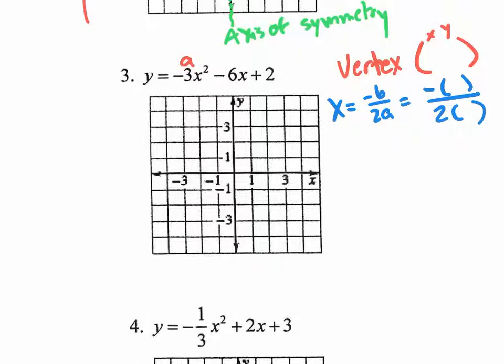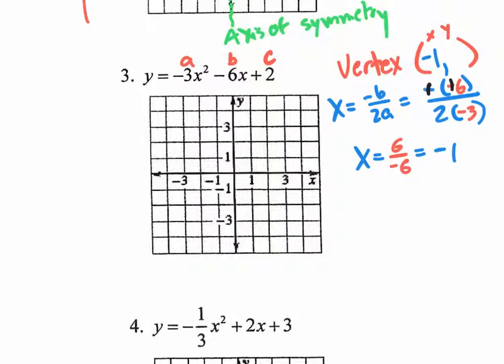And we look at our a, which is negative 3, our b, which is negative 6, our c, which is 2, which we don't use on the formula. And we plug in the negative 6 for b and the a value of negative 3. So we end up with x equaling a positive 6 up on top over a negative 6 on the bottom, and that equals negative 1. So that's our vertex x value, negative 1.